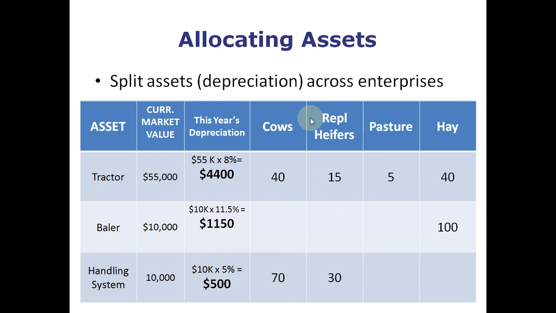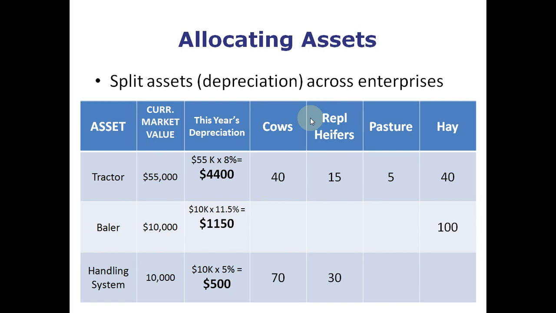And then you'll see headings: cows, replacement heifers, pasture, hay. So on this operation, there are 4 enterprises. All of them use this asset, and you'll see 40% of the asset being charged to the cows, replacement heifers 15%, pasture 5%, and hay 40%. The next line, baler, is used entirely by the hay enterprise, so it has 100% of the depreciation charged to it. The handling system, $10,000 at 5% depreciation, is $500 a year. 70% is charged to the cows, 30% to the replacements.